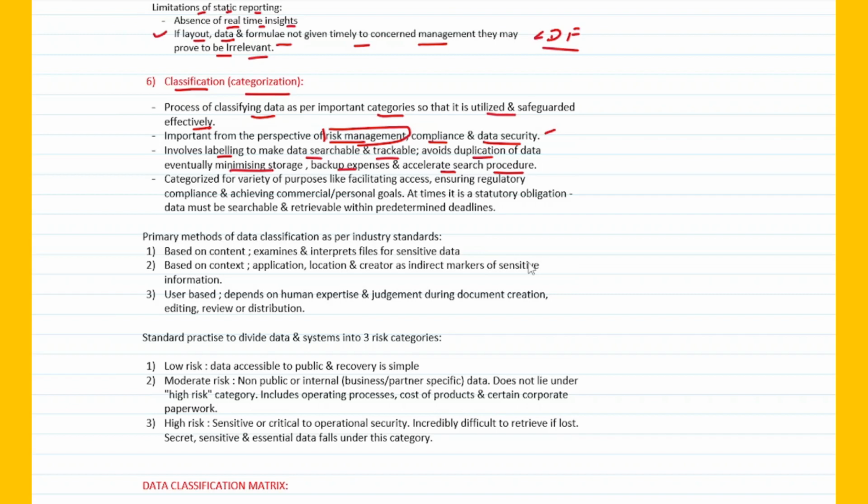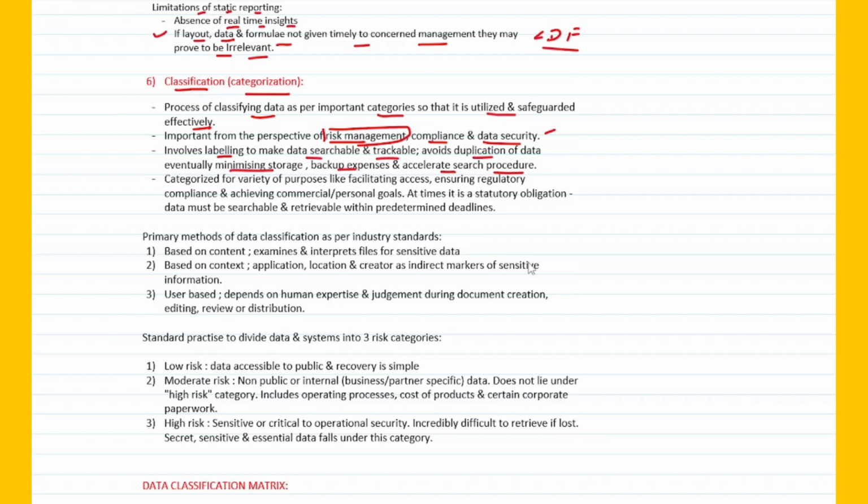So if you need to search something, categorization is a very handy tool. And obviously it can reduce your backup expenses, because if you need to store some data and there is repetition, then it will eat up more space. So if you do a proper classification, your backup expenses automatically come down.